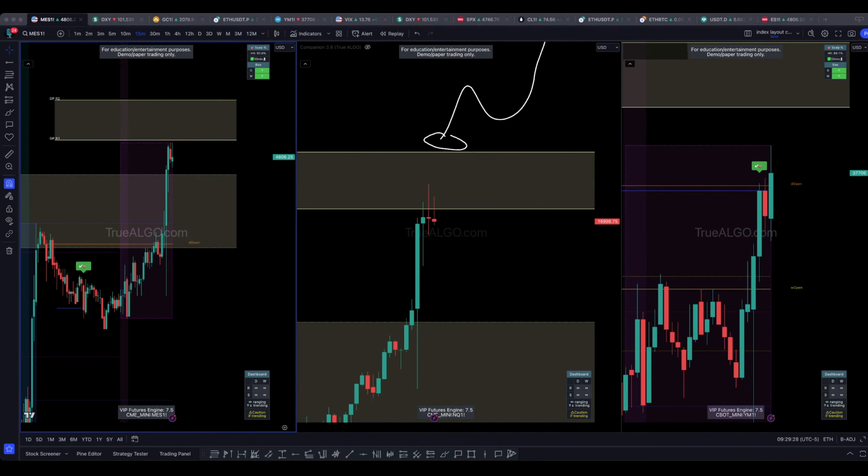Our levels do not repaint. We are a non-repainting indicator. You can backtest and they're going to be the same. They're not going to change based off of the candle close. It will not do that like other indicators.